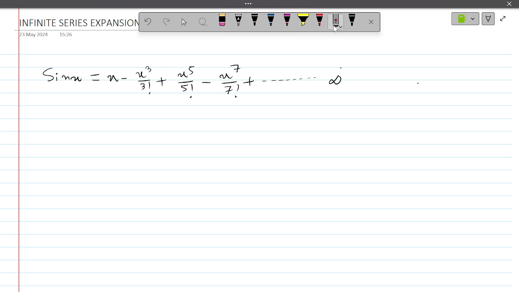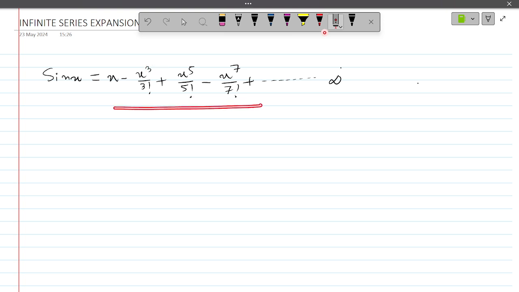So what is the important thing that you can look at here? Everyone, just x power is here 1, power is 3 here, power is 5 here, power is 7 here, and in the denominator it is 3 factorial, basically the same number as the power. It is 5 factorial, it is 7 factorial. So this is very interesting.